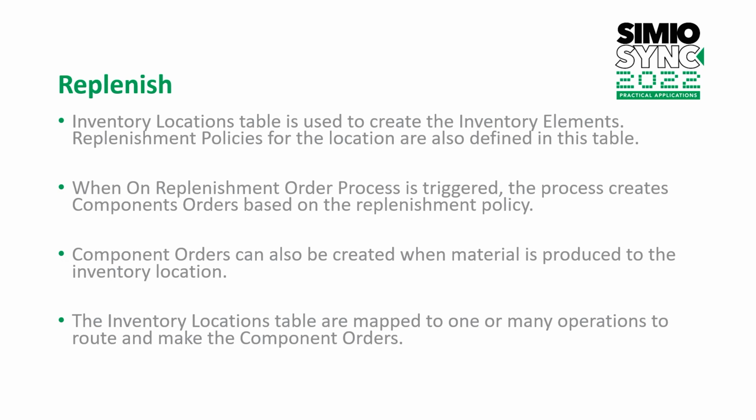The last component of the template is replenishment. In the template, there's a table called inventory locations, which you use to create the inventory elements. In addition, the replenishment policies for the inventory elements are defined in the table. When the on replenishment order process is triggered, the process will create component orders based off the replenishment policies. In addition, component orders can be generated when material is produced against the inventory location. And the inventory locations are mapped to one or many operations that are used to route and make the component orders.